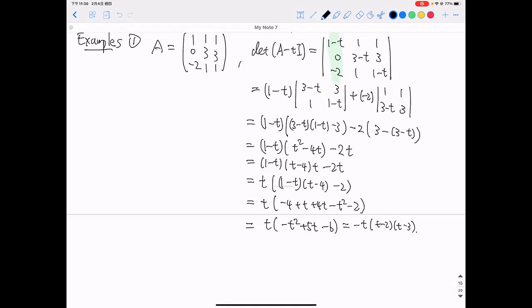Okay, so this implies that the eigenvalues are 0, 2, and 3. Very good. This is the simple case. Let's now look at another example.